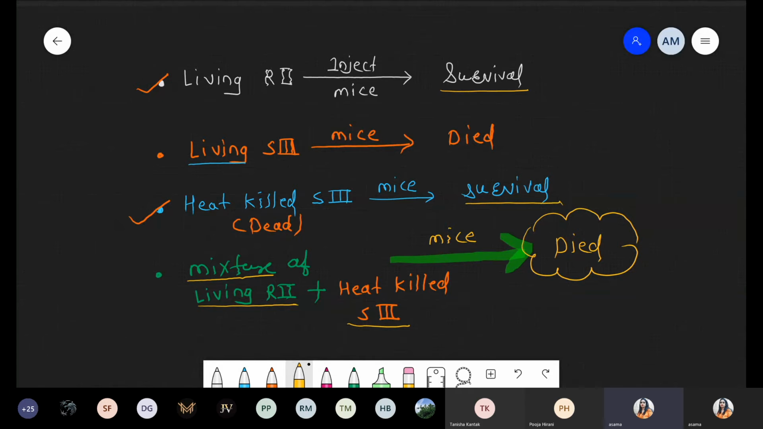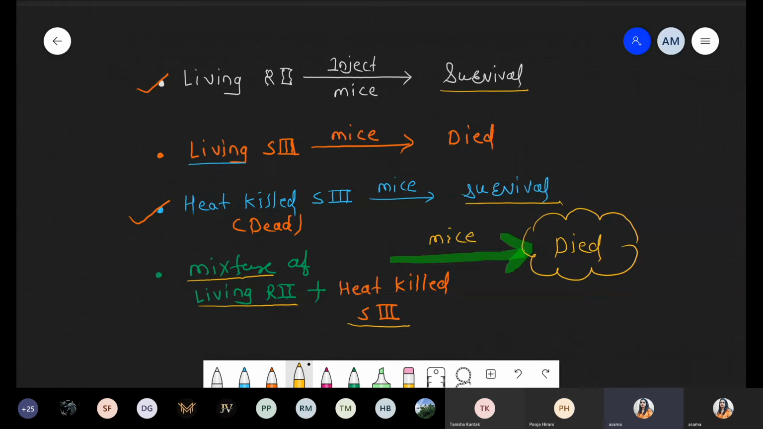But the scientist Griffith finally gave the conclusion that something is transferred from the smooth strain, because the smooth bacteria are completely killed, they are dead. But a heat-stable molecule is present which is transferred into the rough strain, and due to that, the rough strain, which is non-pathogenic, is converted into a pathogenic one.